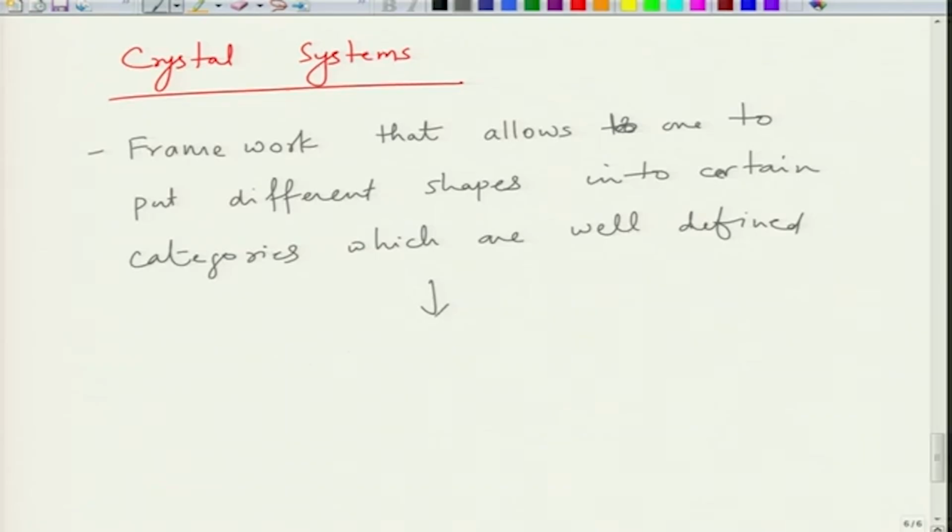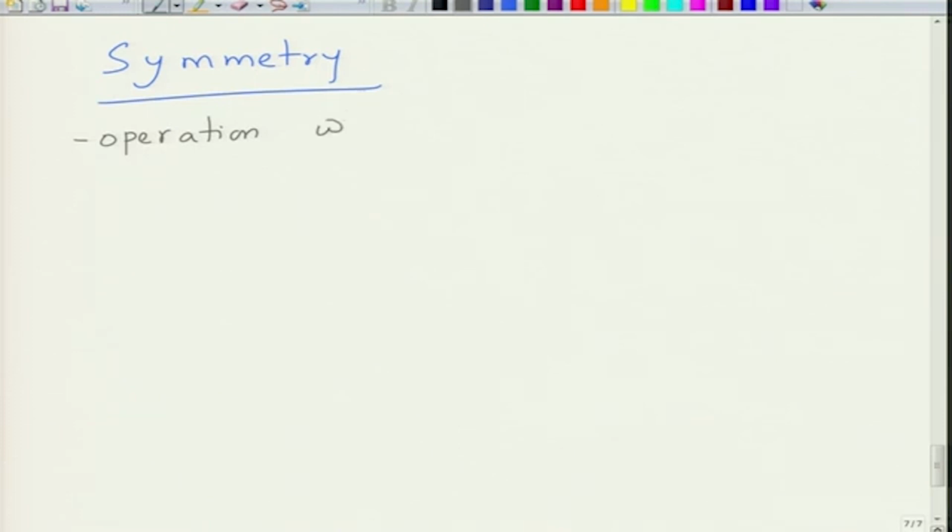And for this we take the help of symmetry. Now, for a lattice there are certain symmetry operations that one must be able to perform. What is symmetry? Symmetry is basically an operation which brings an object into self coincidence.